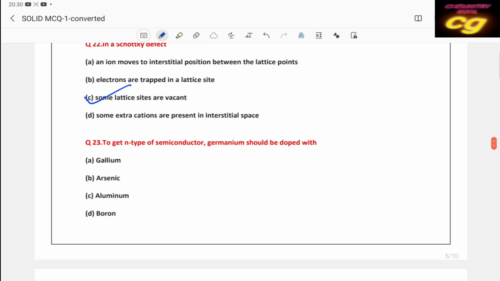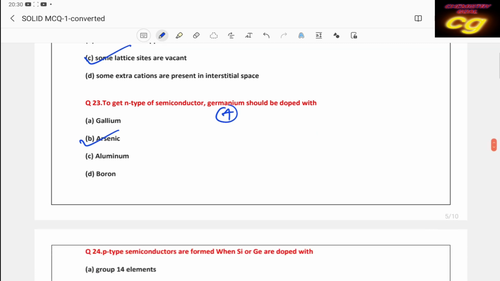To get an N-type semiconductor, germanium should be doped with gallium, arsenic, aluminum or boron. As germanium valence is 4, N-type means it should be doped with higher valency. Gallium has valency 3, arsenic valency 5, aluminum 3, boron 3. So answer is B, higher valency. When you add higher valency, it is N-type. When you add lower valency, it is P-type.